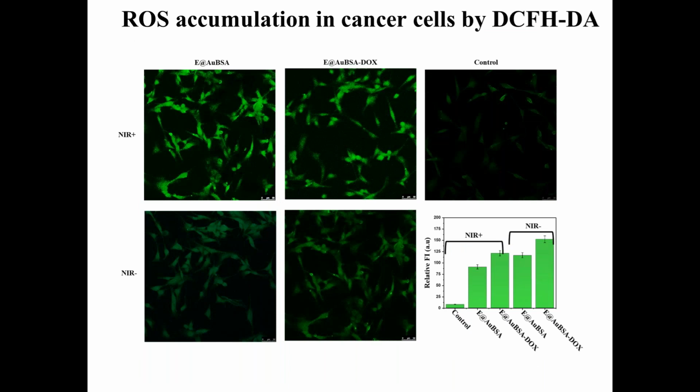Here is ROS accumulation in cancer cells. Here are U87 cells treated with DCFH-DA assay to calculate the ROS accumulation in cancer cells. We observe gold BSA doxorubicin loaded exosomes have a higher ROS level than only gold BSA loaded exosomes. And for both, when we applied phototherapy, there was more accumulation of ROS than without phototherapy.